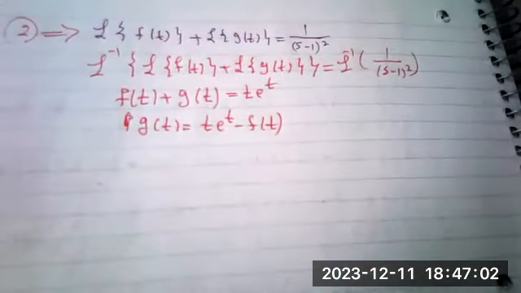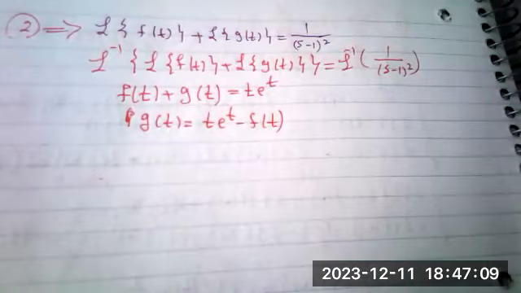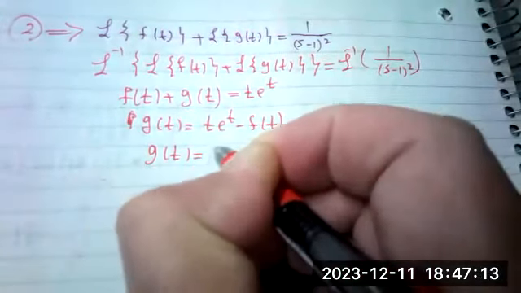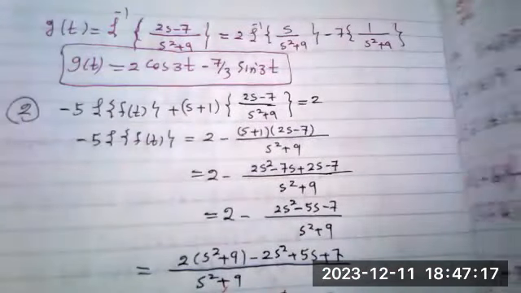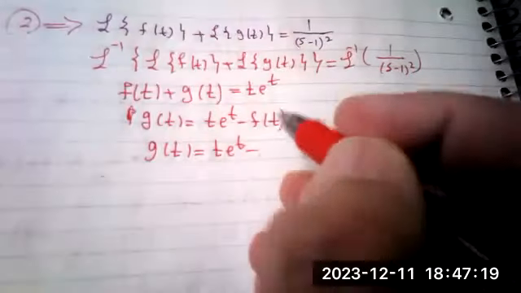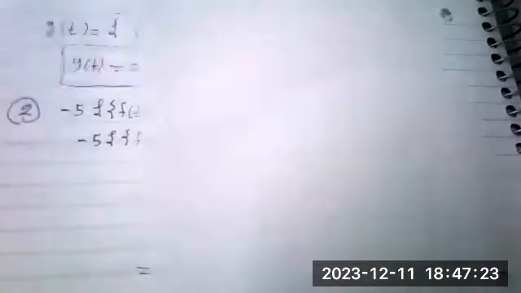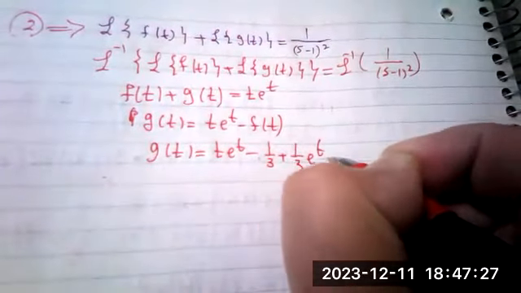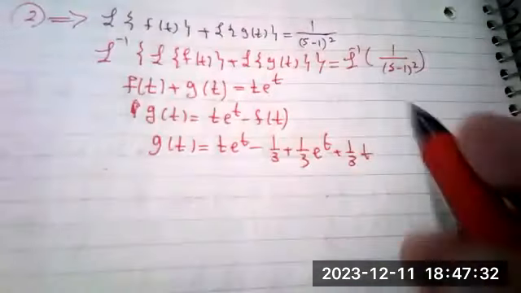See, if there is no coefficient, it's the best way to do it. Take the Laplace inverse right away. Now bring the f of t and then you're done. Or use the other method that we talked about. It's going to be t e to the t minus f of t. This gives you a negative 1/3, so negative 1/3 plus 1/3, just substituting, 1/3 e to the t plus 1/3 t e to the t.